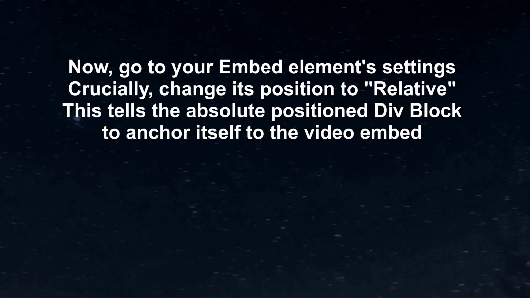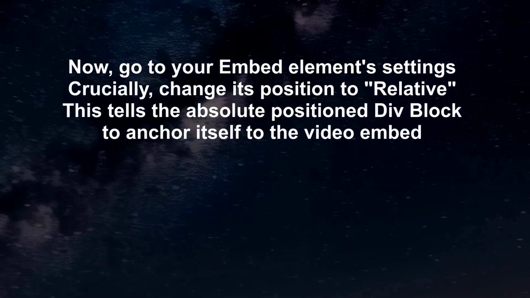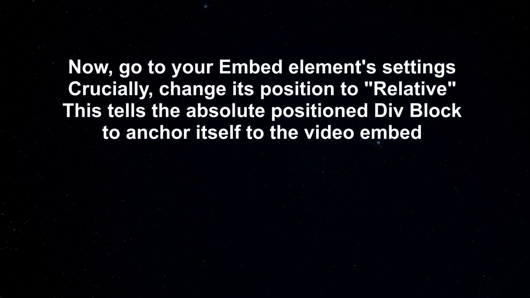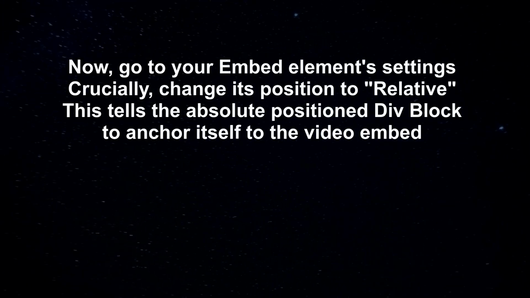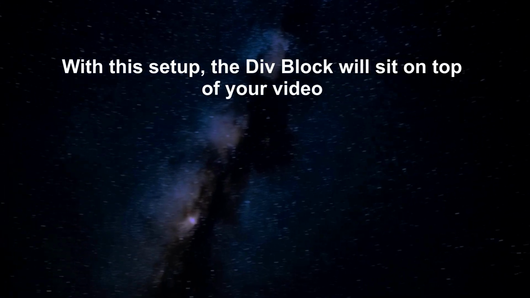Now, go to your embed element's settings. Crucially, change its position to relative. This tells the absolute positioned div block to anchor itself to the video embed. With this setup, the div block will sit on top of your video.